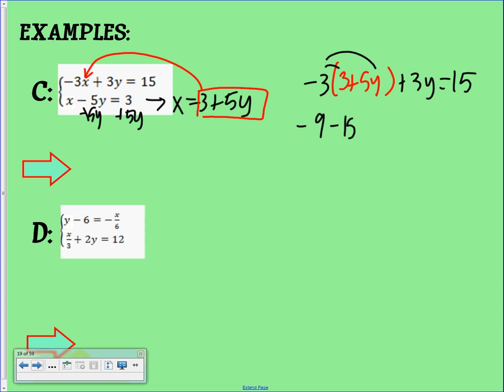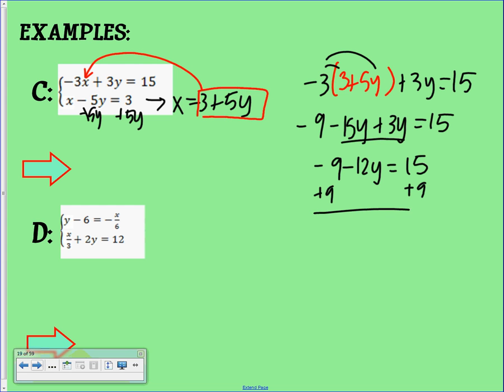And now I can simplify by distributing. Negative 9 minus 15y plus 3y equals 15. Putting together my like terms, that's going to give me a negative 12y. Watch your negatives there. And this time I'm going to add 9 because that's negative. So I've got negative 12y to equal 24. Divide by negative 12, so y will equal negative 2.